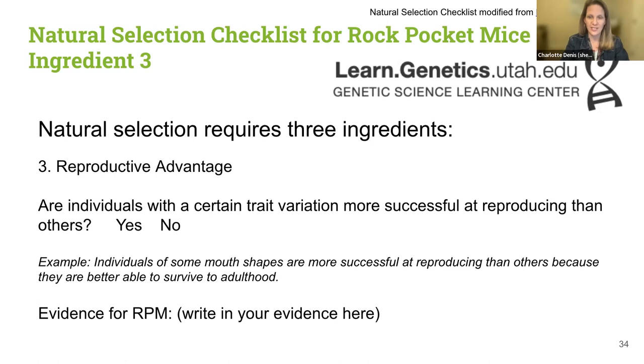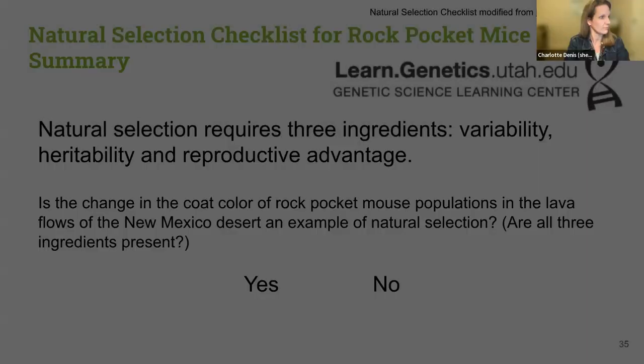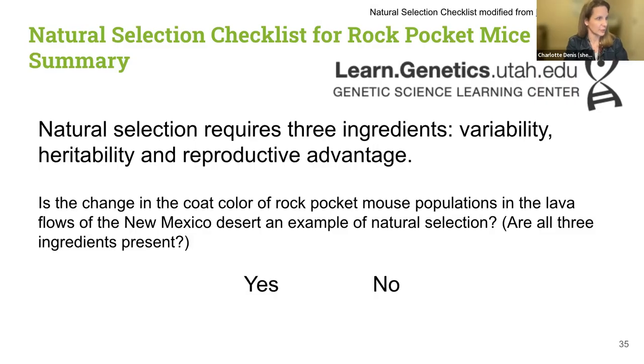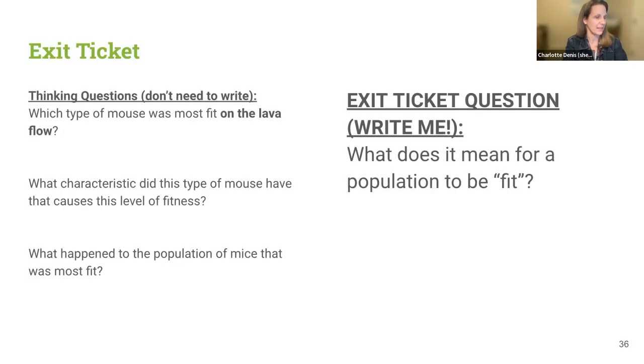So when they're working through this task, we're introducing the ideas of heritability, variability, and reproductive advantage, because we're going to use this natural selection checklist later on to describe other examples of natural selection. So they ask themselves those 3 questions. And then the final question is, is this change in coat color an example of natural selection? Are all the 3 ingredients present? Yes or no? And then they write this little exit ticket, and that's when they do the share and trade.